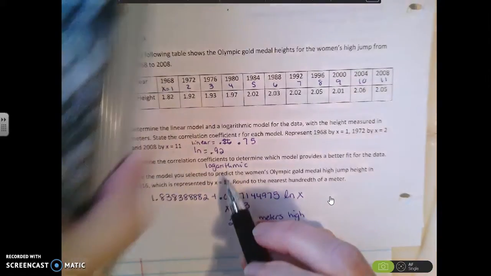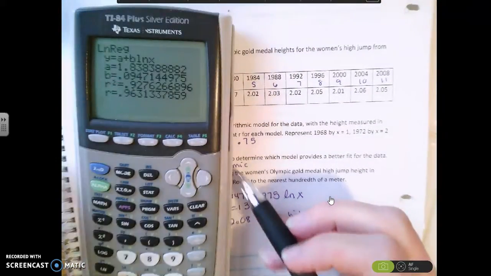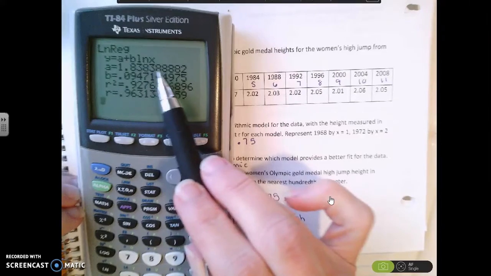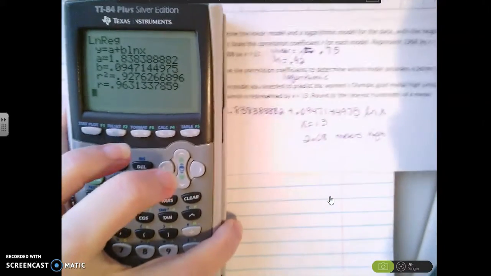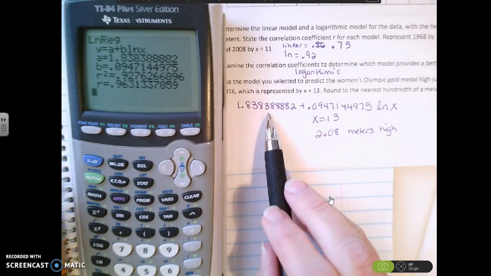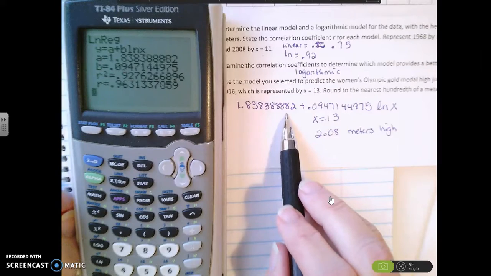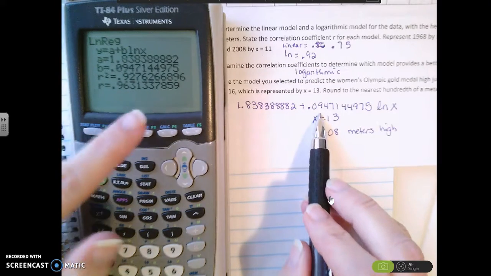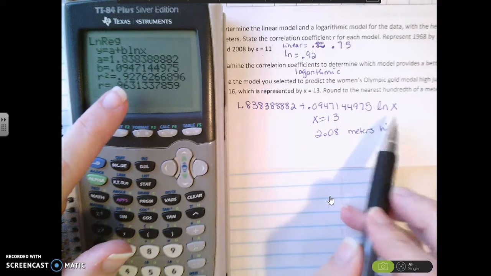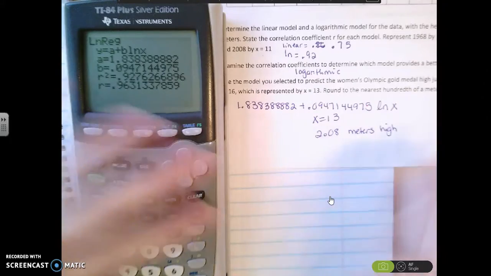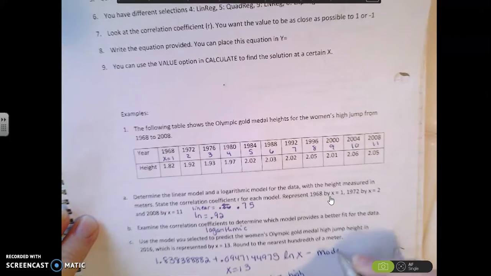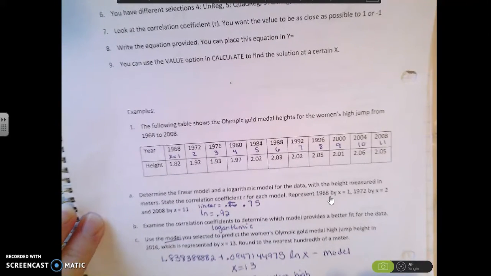So now to write my equation, when you look at your calculator, you have the a plus b ln x. A is this number right here. So when I write my equation, I'm going to write 1.8383888882 plus b, which is 0.0947144975 ln x. So what you see here is the model for the equation. So when they talk about select a model, that's what we've done.